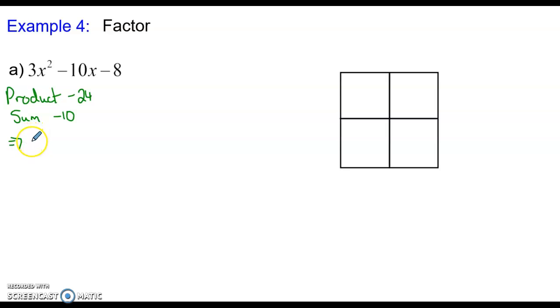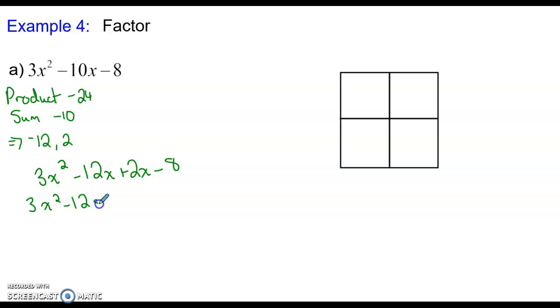The numbers that are going to work, that multiply to give us negative 24 but add to give us negative 10, would be negative 12 and positive 2. So I'm going to replace this middle term by negative 12x plus 2x. So I get 3x squared minus 12x plus 2x minus 8. And then I'm going to separate the first half of the expression and the second half.